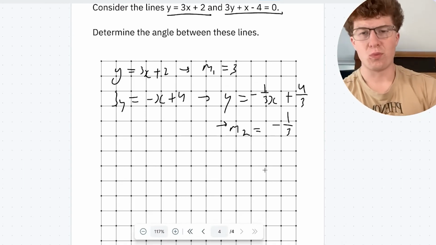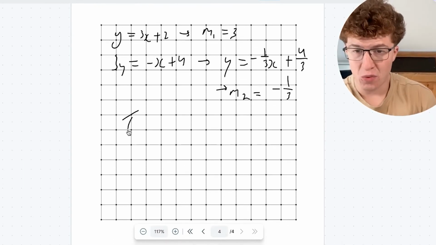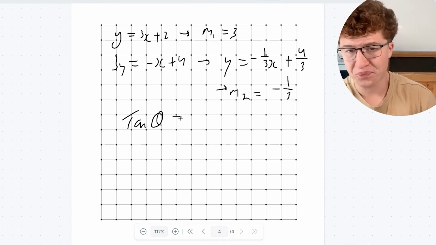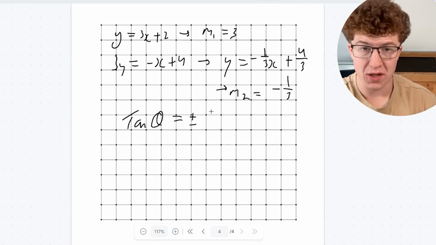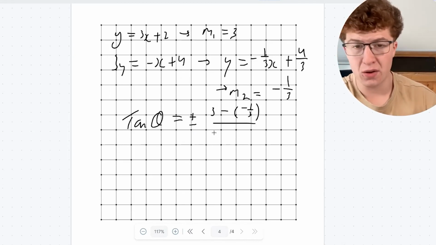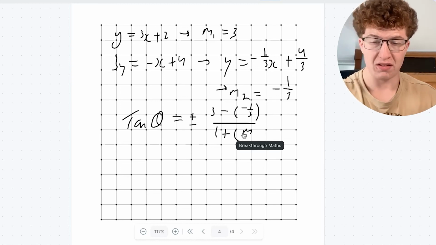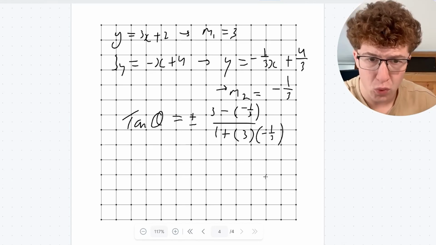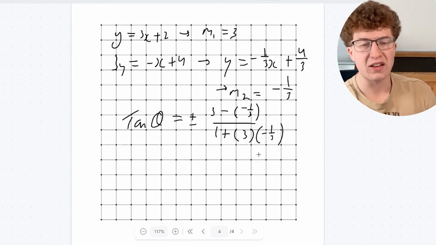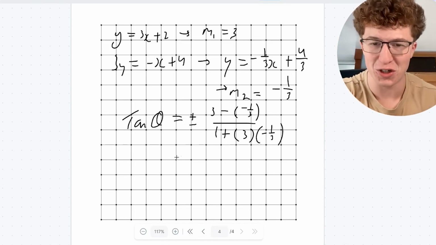Now, we want to find the angle between these lines. We're just going to use the log tables. We have tan of theta is equal to plus or minus m1 minus m2 over 1 plus m1 m2. So 3 minus negative 1 over 3, divided by 1 plus 3 times minus 1 over 3. Wow. That's going to be division by 0. Okay, this is going to be a special case. I'm going to show you anyway.